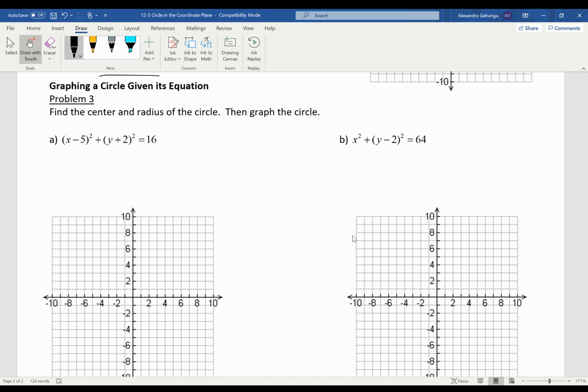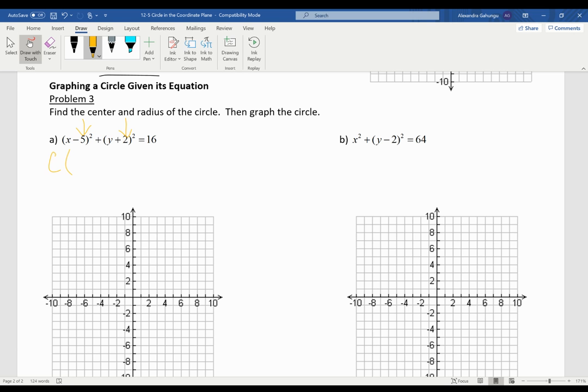So now we're going to look at finding the center and radius of a circle and graphing that circle. So we're going to start by finding the center and the radius. We're going to pick those out from here and here. So our center is h comma k.